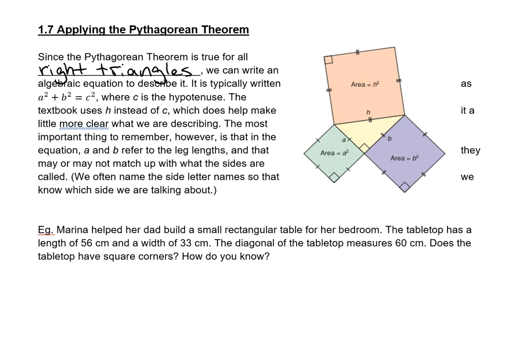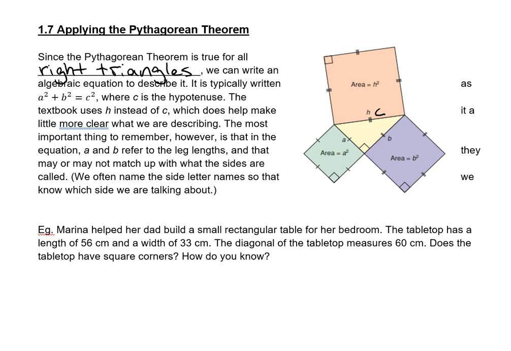It is typically written as a squared plus b squared equals c squared, where c is the hypotenuse. So it would usually be a, b, and this would be c. The textbook uses h instead of c. It does help make it a little more clear that we're describing the hypotenuse. But you'll need to know that when you go on, most places write it a squared plus b squared equals c squared, and that'll be how it's described typically.